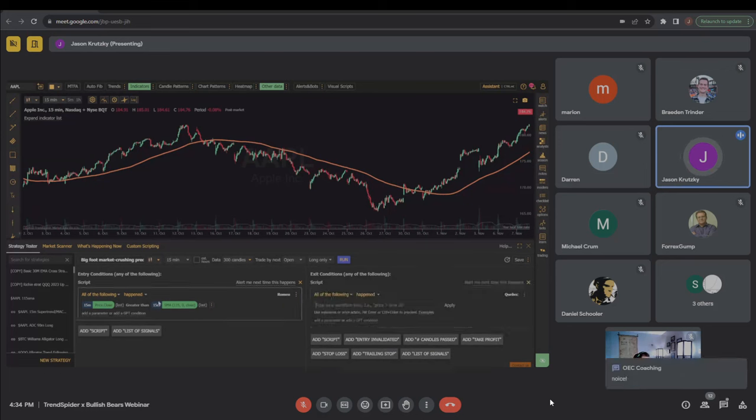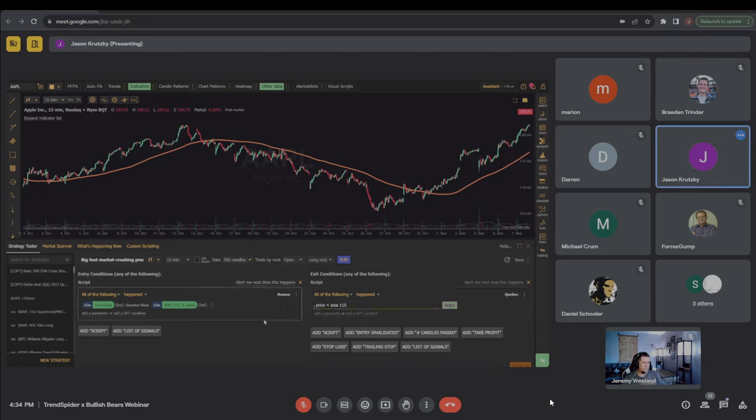And obviously, if I'm going to go long when price closes above, I want to get out when price closes below. So I'm going to say price less than SMA 115 and say apply. Very, very simple. Again, it knows what I'm trying to do and it automatically scripts it for me. I need to choose my direction. I want to be long. I need to choose when I want to get into the trade. I want to get into it on the open. And then I need to define how long I'm going to be in this trade.